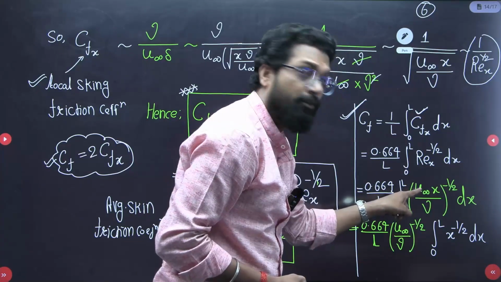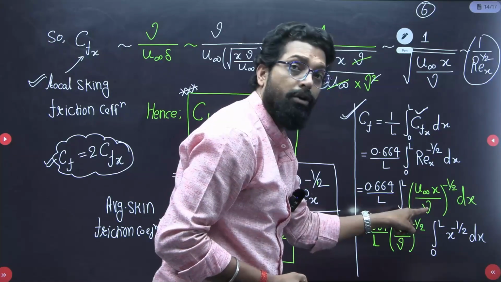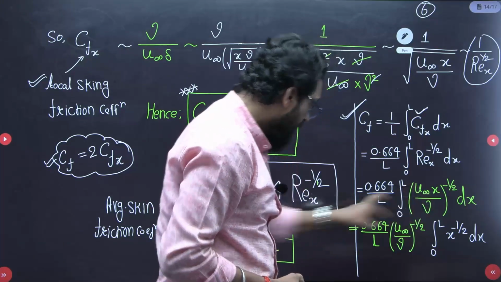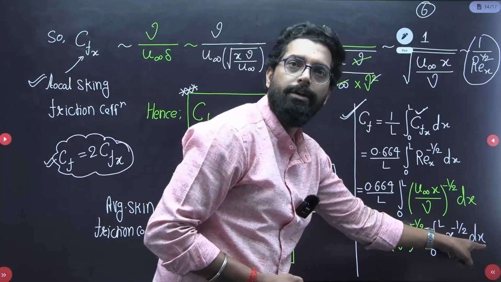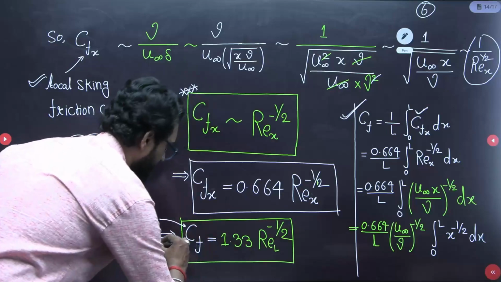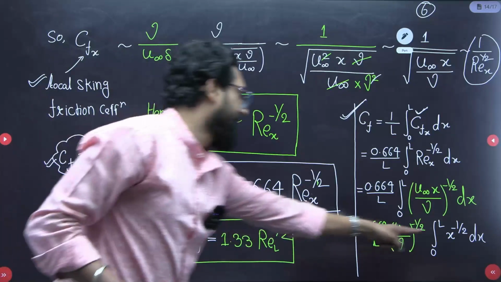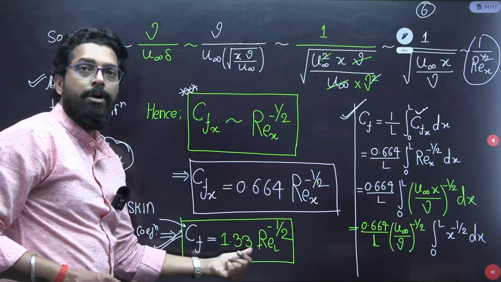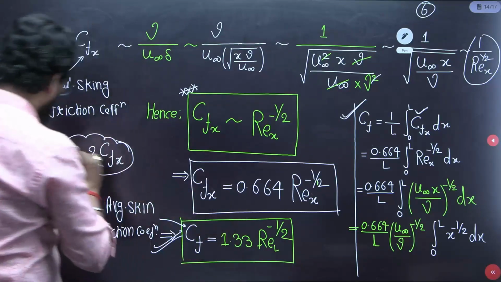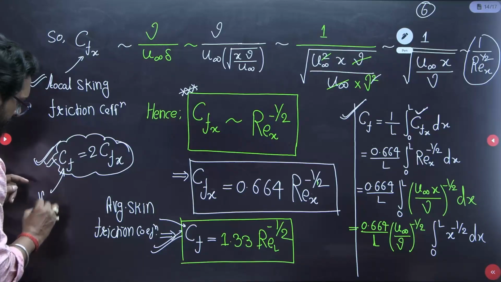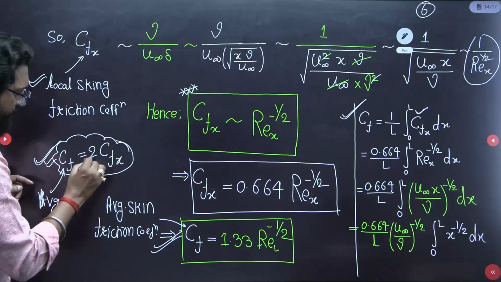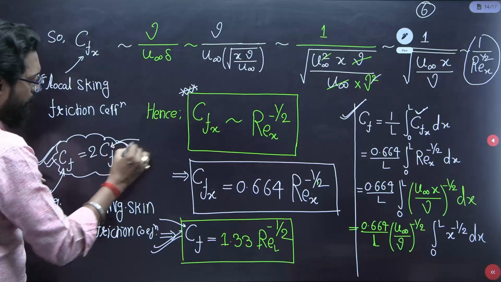Now, U infinity is constant for flow over a flat plate, and nu is constant. Why? Because it is a property outside. So this is 0 to L x to the power minus 1 by 2 dx. Now if you integrate, this is your value. Comparing these two, you can conclude that the average skin friction coefficient is always twice the local.